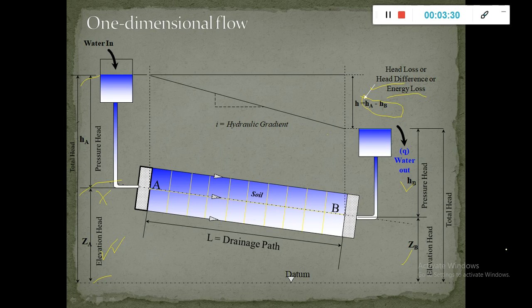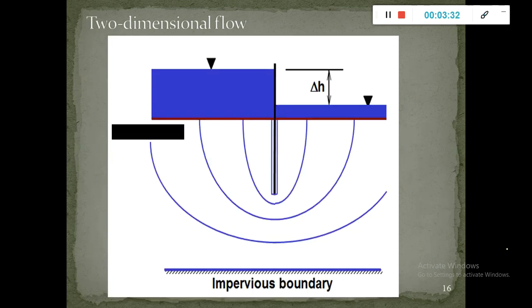Then we'll move to the next slide. See, in case of two-dimensional flow, if we discuss the flow as two-dimensional, then suppose this is an impervious boundary, this is an impervious boundary, okay? Then these are the delays. It is the head difference. Basically the liquid will flow from upstream to downstream, right?